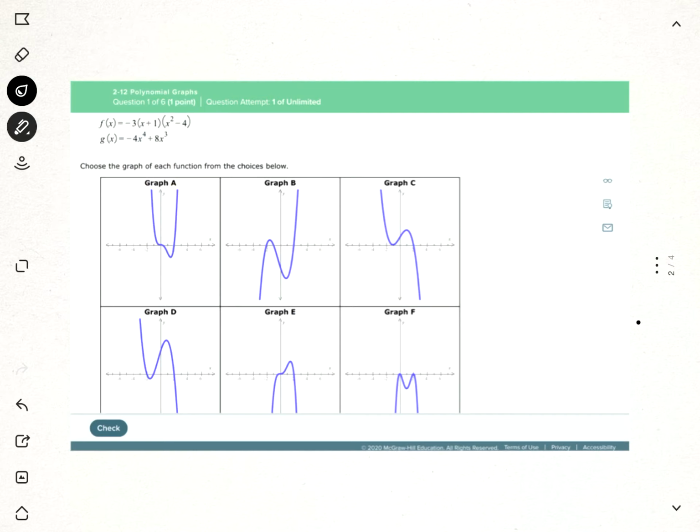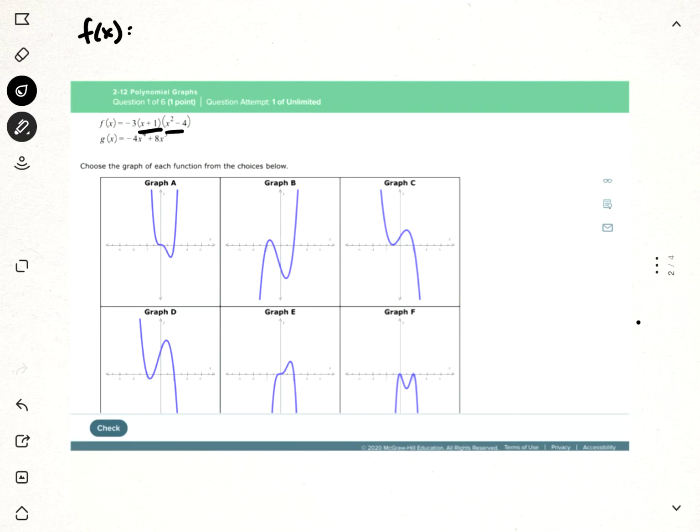Okay, so we have two different functions and we're going to choose which one matches. If we look at the first one, f of x equals negative 3 times (x plus 1) times (x squared minus 4). So the first thing we said we're going to do is find the factors. Luckily it's already factored for us. We have the x plus 1 and x squared minus 4.